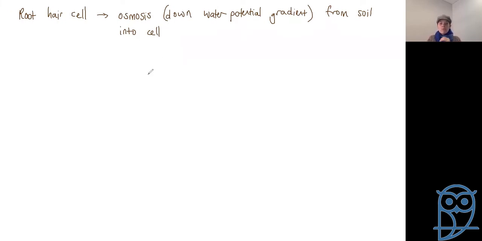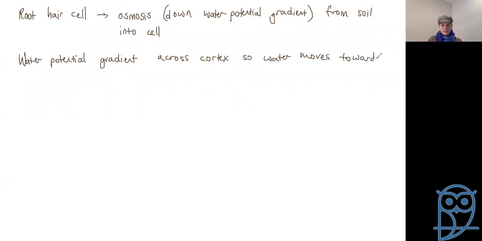Then that water's got to move across the root, okay? So that again is because there's now less water in the vascular bundle because it's being pulled up. So there's a gradient across that cortex. So we have a water potential gradient across the cortex. So water moves towards and into the xylem.